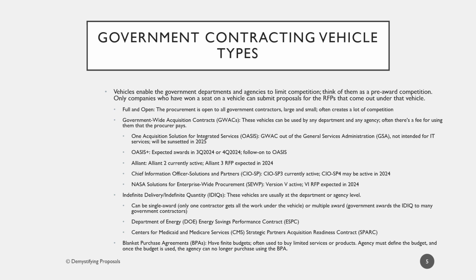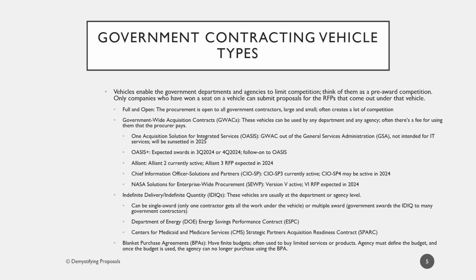Another IT-oriented GWAC is the Chief Information Officer Solutions and Partners GWAC, or CIOSP as we call it. CIOSP 3 is currently active. CIOSP 4 is currently under protest, but we are hoping that it will become active later in 2024.